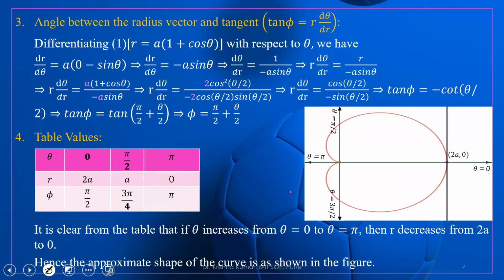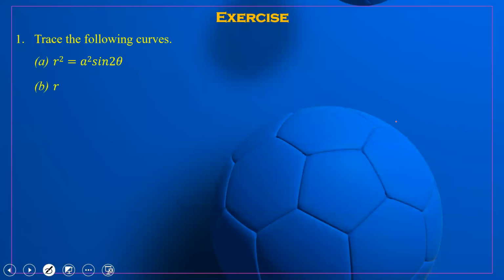So this is the curve r equal to a(1 plus cos theta). Similarly, you can also trace r is equal to a(1 plus sin theta). We can also trace the curve r square is equal to a square sin 2 theta, in the same method. So the next part is the exercise for you. Trace the following curve: r square equal to a square sin 2 theta. In the same manner, we can trace this curve, correct?